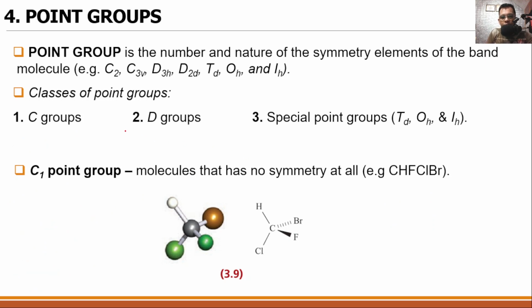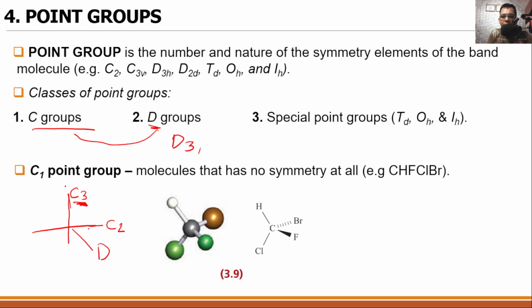So for the D groups, these contain two or more principal axis C groups, wherein kapag sila ay perpendicular to each other, thereby nagbabisect sila in one particular molecule. Let's say, for example, ang principal axis, meron tayong C3, and meron tayong C2. Ang kukunin natin dito, so of course, they have a D group. So in determination, ano ba ang subscript ng D natin? Ang subscript niya ay yung higher or yung principal axis na nakikita natin diyan. So for example, D3.